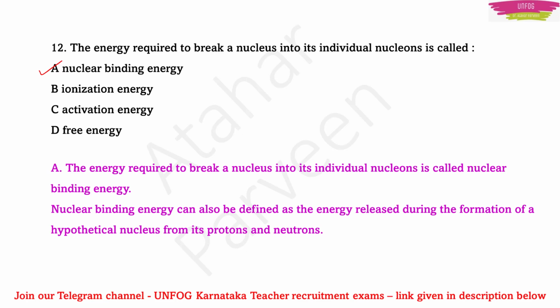So this nuclear binding energy, you can also define it in another way. It is defined as energy released during formation of a hypothetical nucleus from its protons and neutrons. See, the binding energy is both. Either you are removing nucleons, or you say that some nucleons you are making them fall in their place, means you are putting back in the nucleus. At that time also energy is released, right? So whatever energy is required to remove or put back, that is your binding energy or nuclear binding energy. Okay.